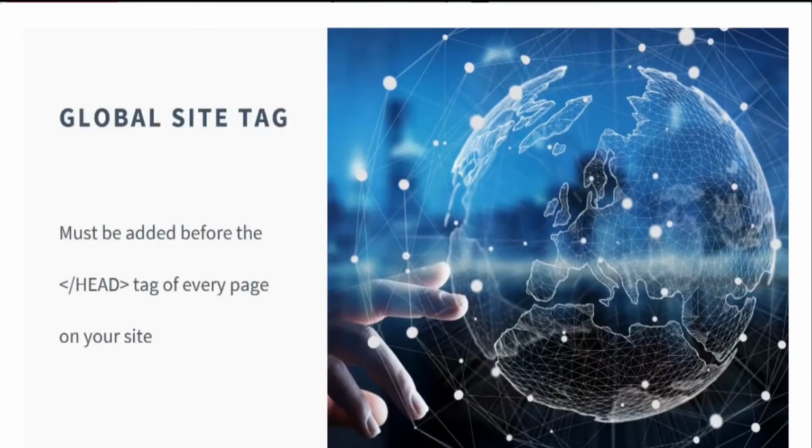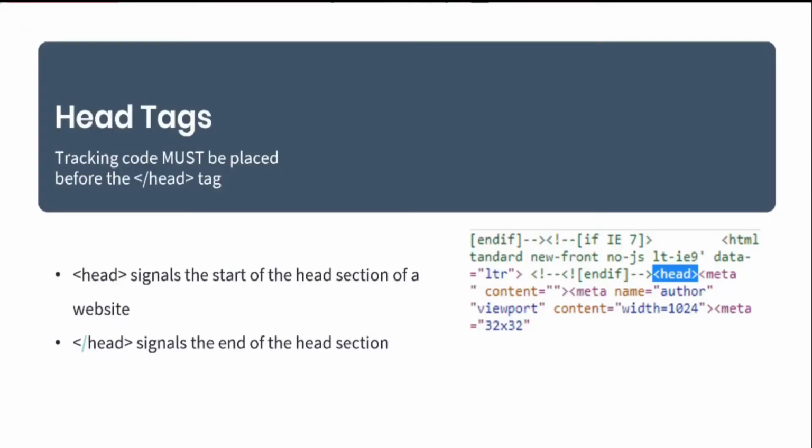It is called the global site tag, and essentially it needs to be added in the back end, so in the code of your website, before what is called the closing head tag of every page on your website. To give you an example of what a head tag looks like, if you look at the top right, this is actually Zara.com. This is the opening head tag that you're seeing. The difference would be that the closing tag has a little / after the first bracket. That's what makes it closing. As long as the code is between the head tag and the closing head tag, it will track properly.